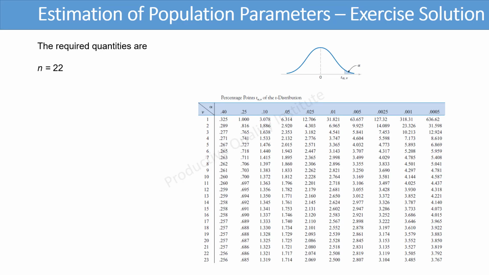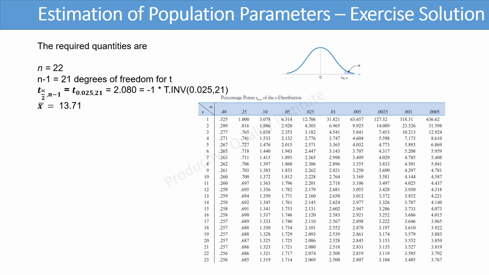Number of samples n is equal to 22. Therefore, the degrees of freedom of t is equal to n minus 1, which is equal to 21. T of 0.025 and 21 is 2.08 from the t distribution table. Or, instead of searching the t distribution table, we can use the Excel function T.INV of alpha and degrees of freedom. The sample mean value is 13.71, and its standard deviation is 3.55.